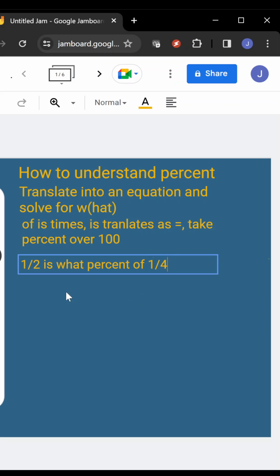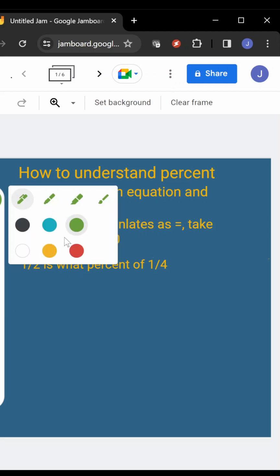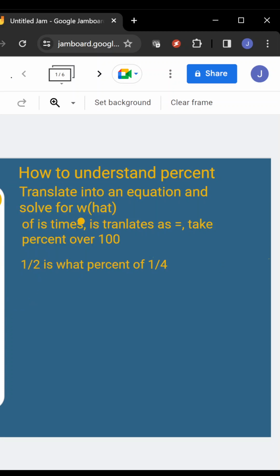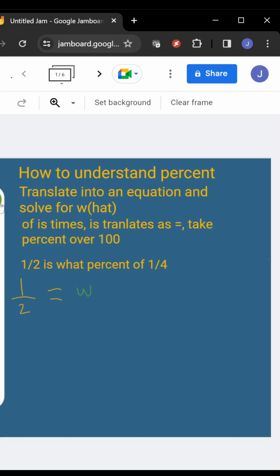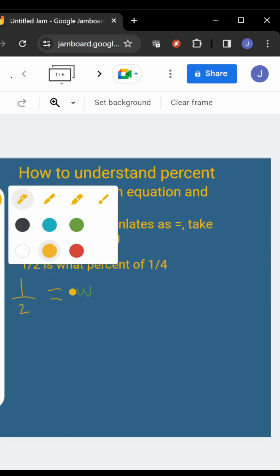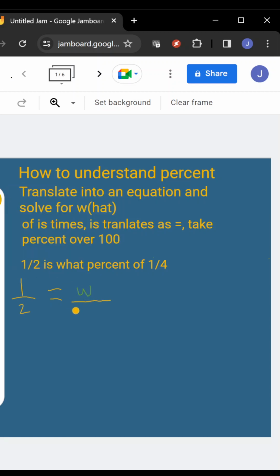So 1/2 is what percent of a quarter? Let's go back to writing here, and we'll follow our rules. So 1/2, we're just going to copy 1/2. We said that is equal to what, which is going to be W. But our rule was that if it's a percent, you always divide it by 100. And this is times, and this is a quarter. So now we have our equation.